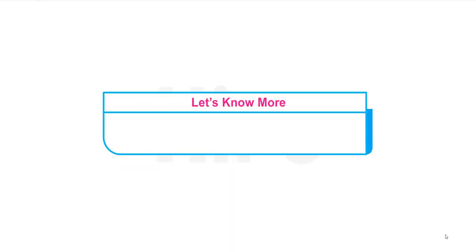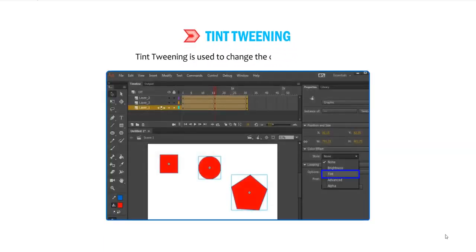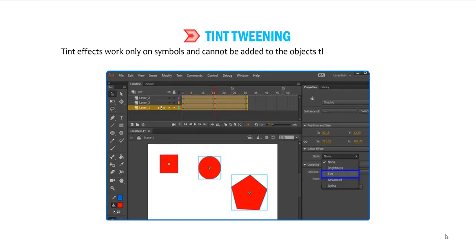Students, let me tell you more. It is not always required to draw an object on the stage and then create an animation in ANIMATE. You can also create animations from external images and bitmaps. Students, we will discuss tint tweening. Tint tweening is used to change the color of an object. Tint effects work only on symbols and cannot be added to objects that are drawn directly on the canvas of the movie.